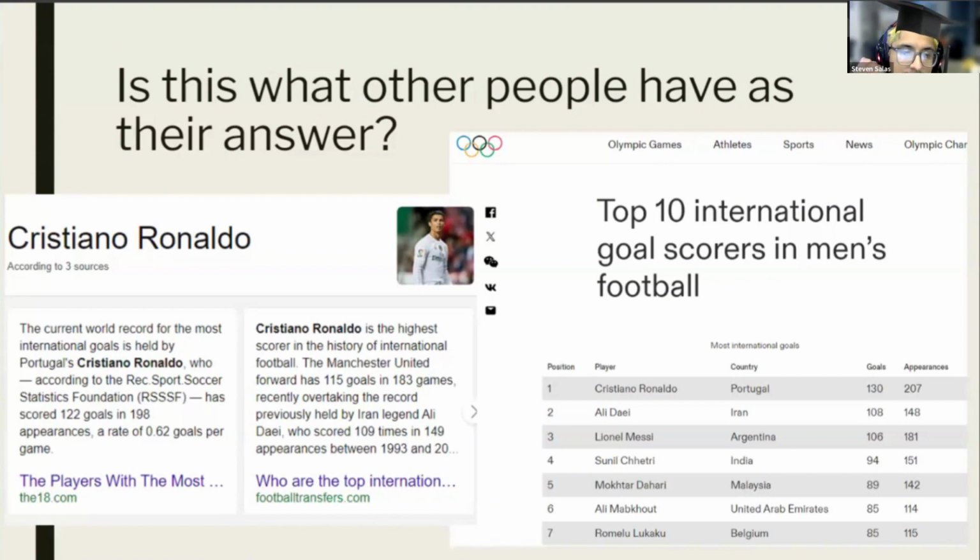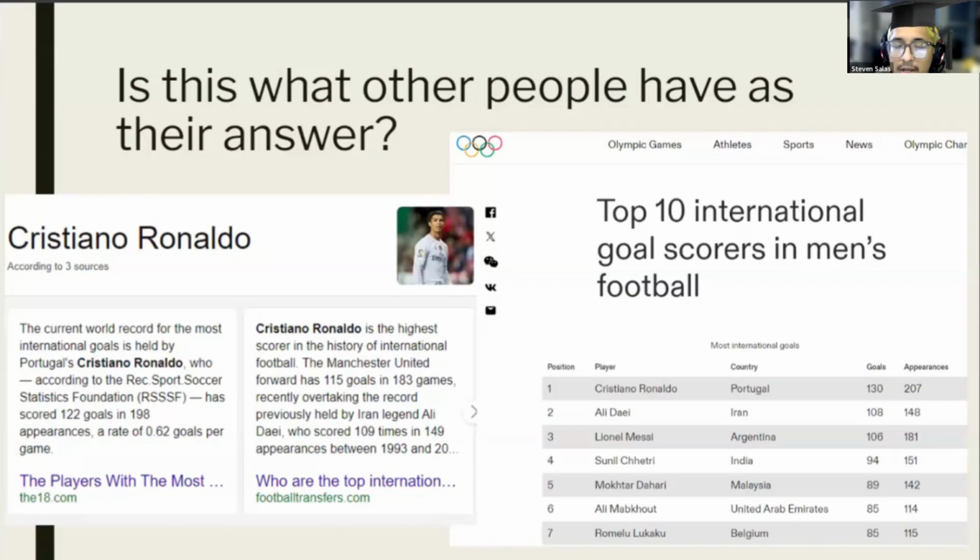The current world record for the most international goals is held by Portugal's Cristiano Ronaldo. According to the Rec Sports Soccer Statistics Foundation, RSSF, he has scored 122 goals. There's another one right next to it: Cristiano Ronaldo is the highest scorer in the history of international football. The Manchester United forward has 115 goals in 183 games. So I'm assuming that's an older one, right? Go to the actual Olympics site here: top 10 international goal scorers in men's football. Again, it showed up as Cristiano Ronaldo, goals 130. So that's the most up-to-date one I found online.